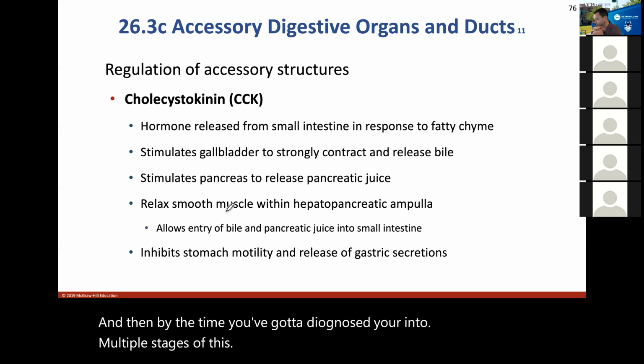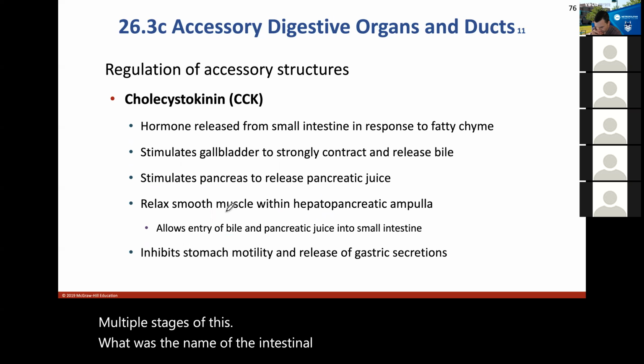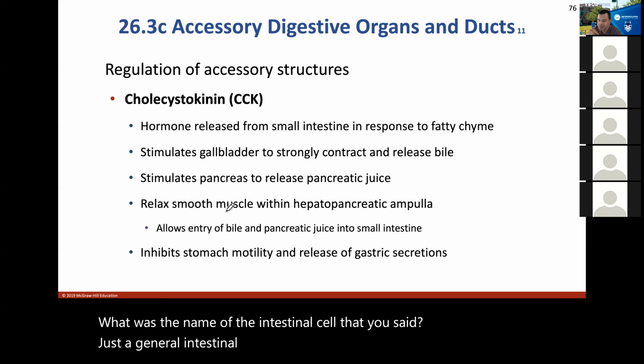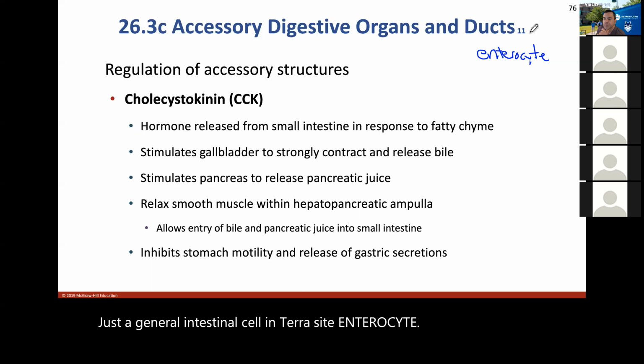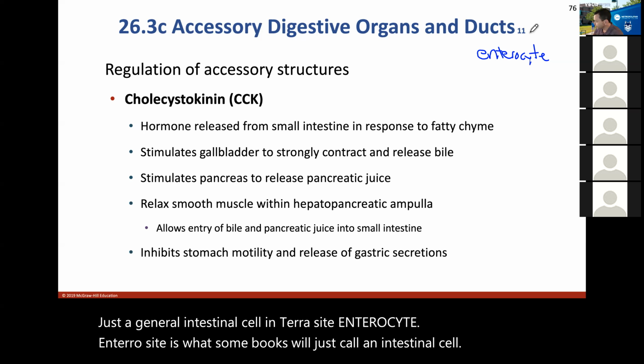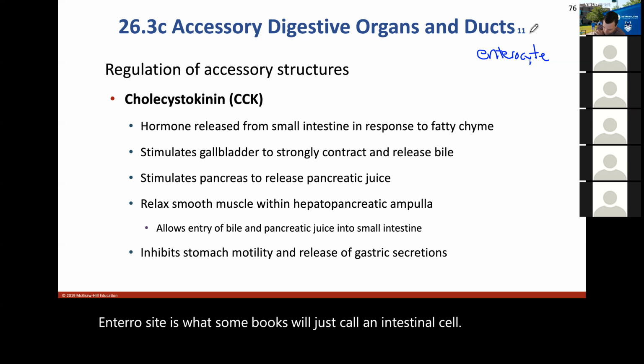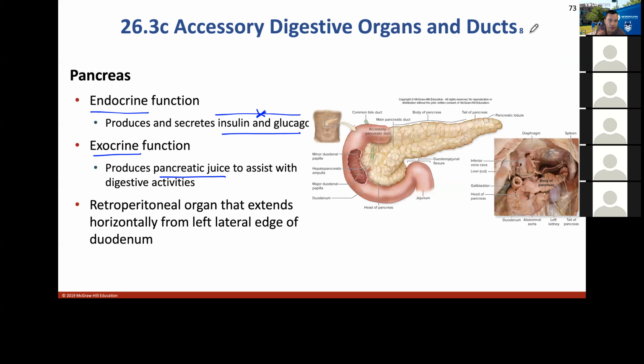What was the name of the intestinal cell that you said earlier? Just a general intestinal cell. Enterocyte. E-N-T-E-R-O-C-Y-T-E. Okay. Enterocyte is what some books will just call an intestinal cell. And I'll mention it here.